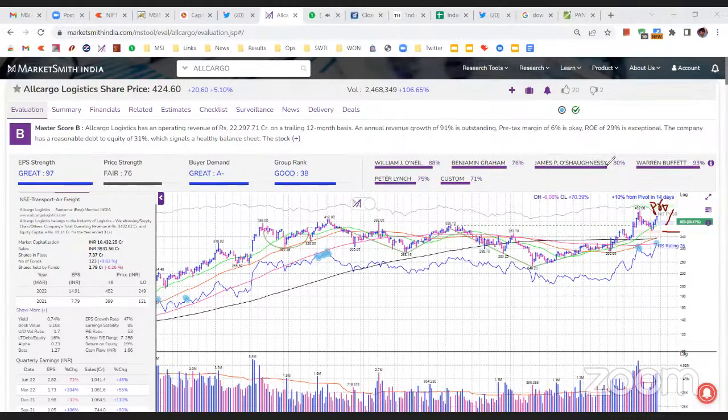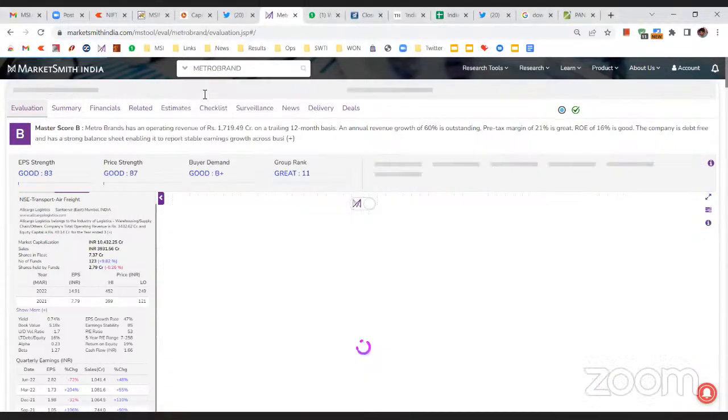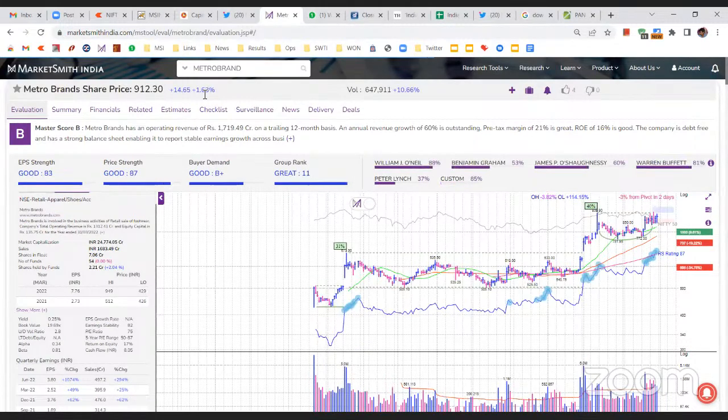The other stock I'd like to talk about is Metro Brands. Again, it is a stock that is satisfying all the CANSLIM parameters at the moment. Even in the last breakout, it had a power move from the pivot of more than 25-30% within a couple of weeks, which was really good. And again, the stock has been resilient. It's just 3% from the pivot, trying to consolidate around its pivot.